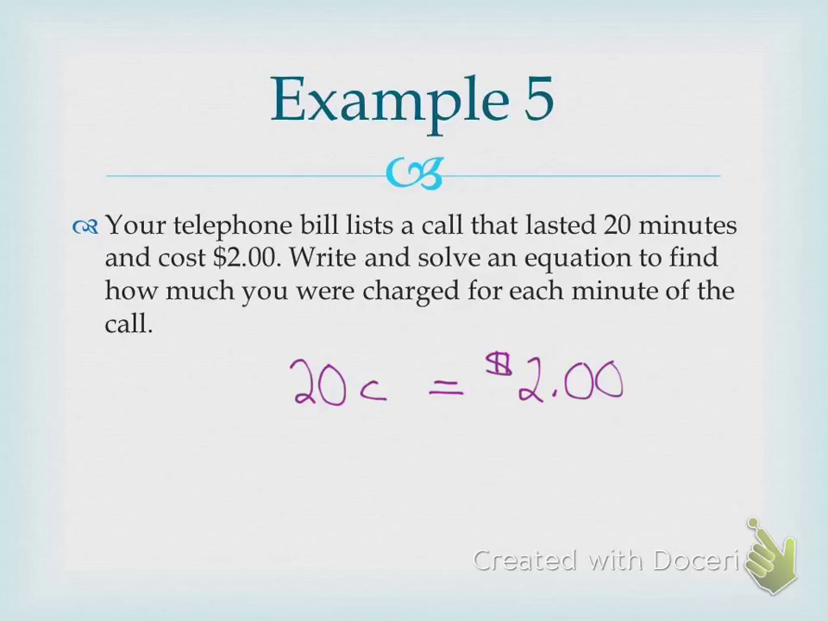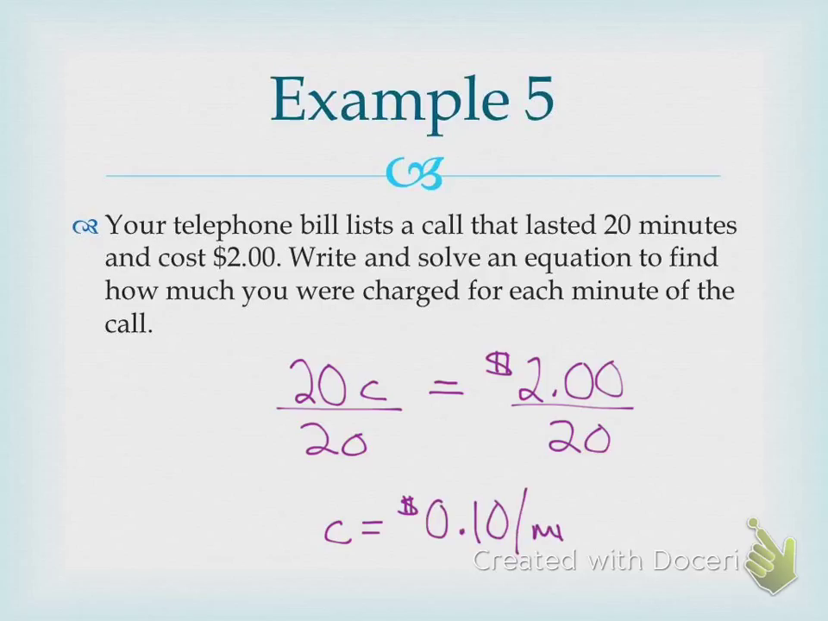What do I need to divide both sides by? 20. Divide both sides by 20. And what's 2 divided by 20? Nope, not 10. 2 divided by 20, guys. Use your calculators. It's not 10. It's 1/10. Or in pennies, that would be 10 cents. 10 cents per minute. Okay?